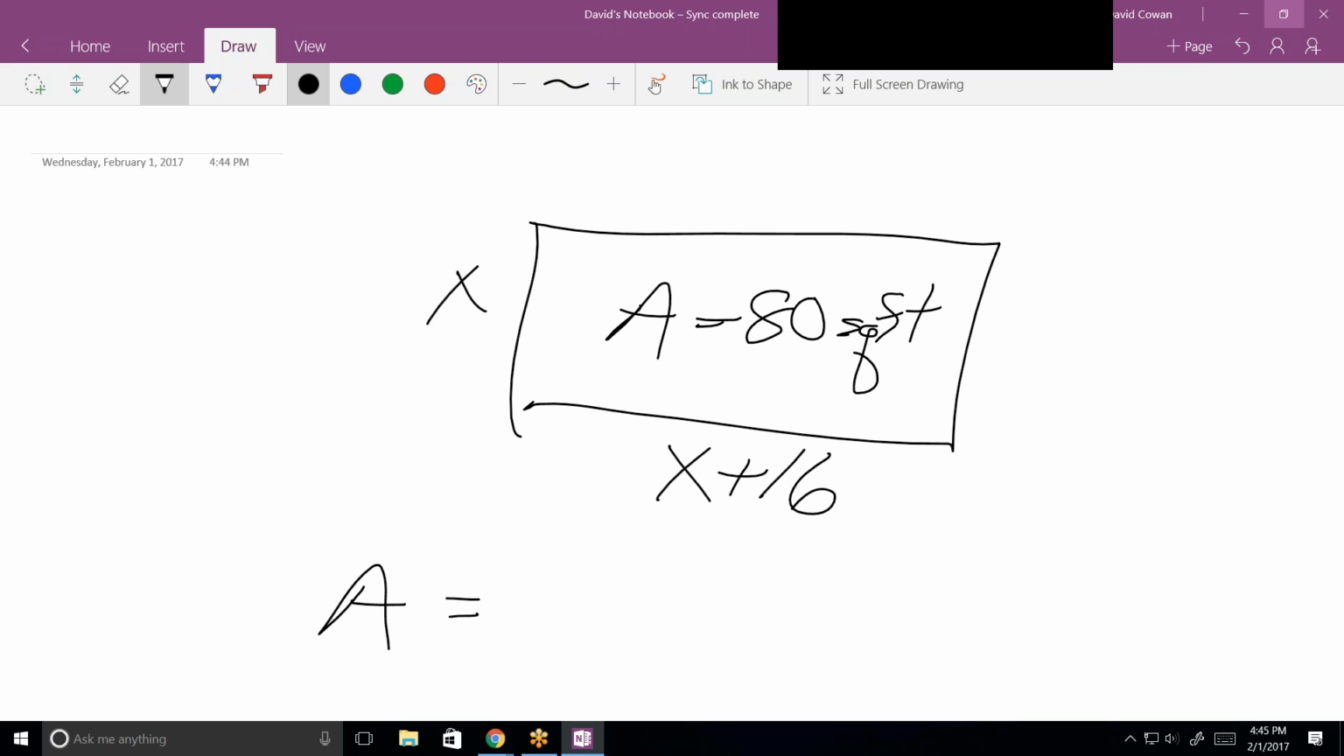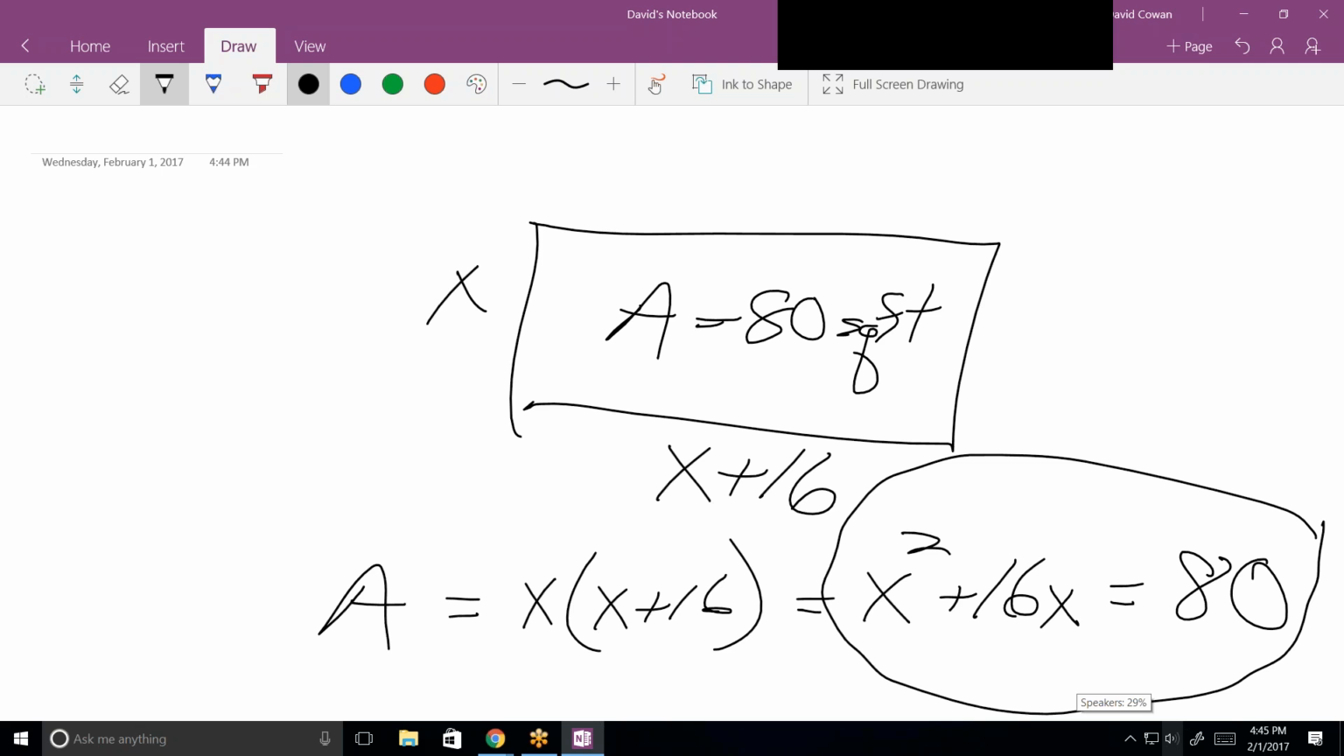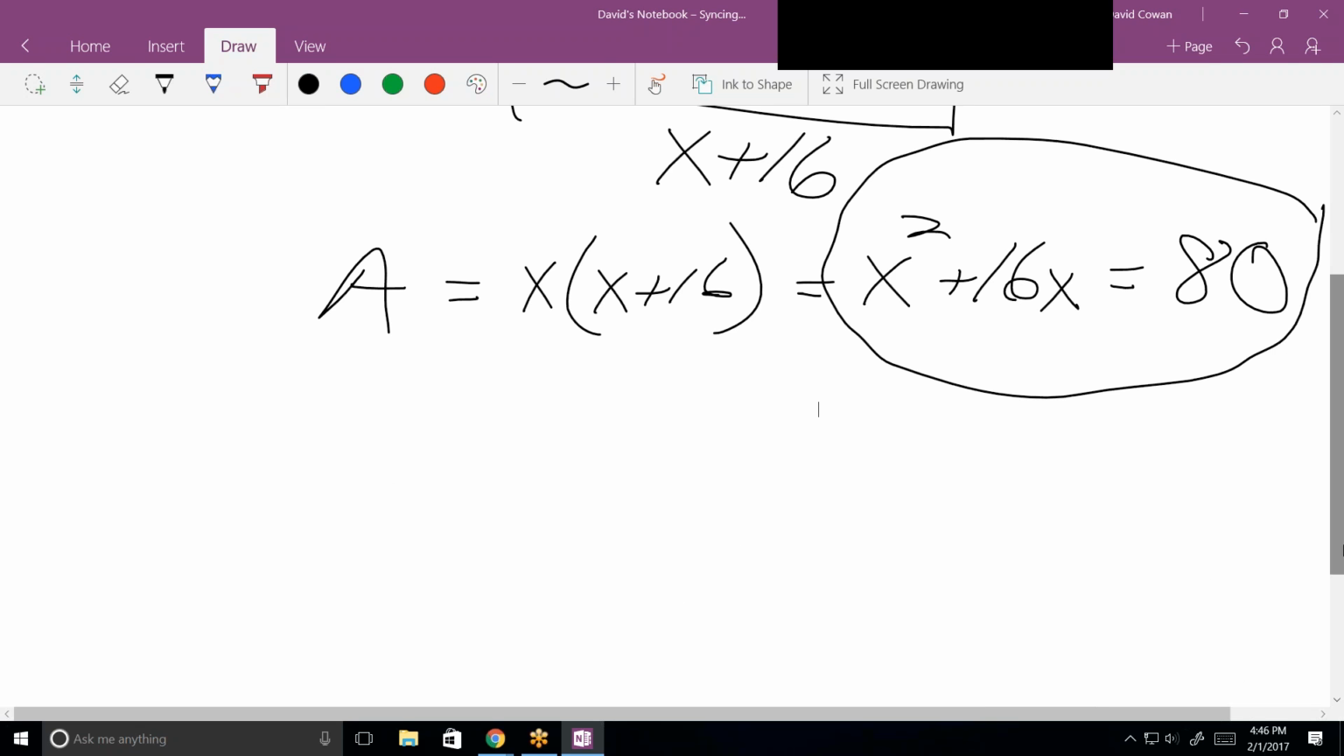Something times 80. Well, hold on. Let's leave the 80 out first. Let's just come up with an equation for area based on X. You said it. It's the base times the height. Well, what does that translate to? X times X plus 16, right? Yeah. That's the base times the height. That's equal to X squared plus 16X. And they're telling us that when we do that, we get an area of 80. So that's the equation we have to solve. In other words, we end up with a quadratic. How do I solve that quadratic?